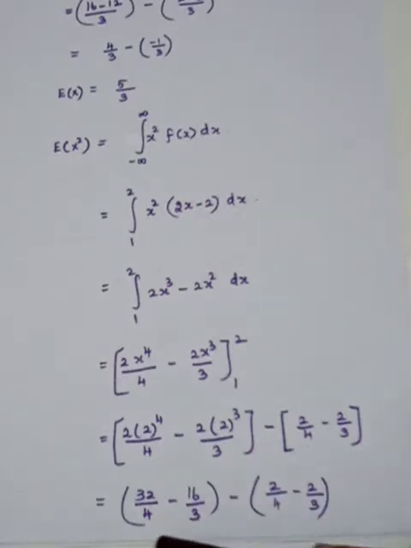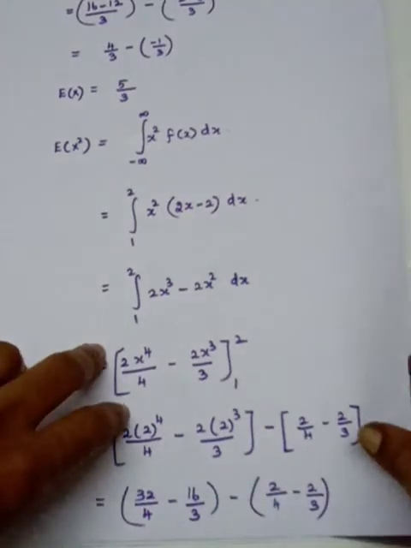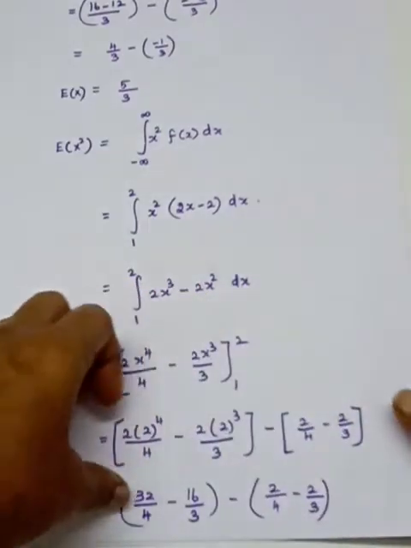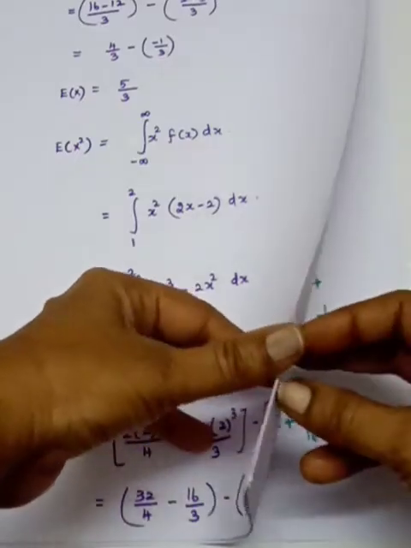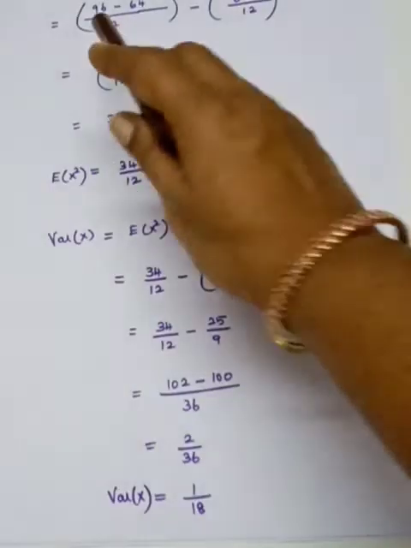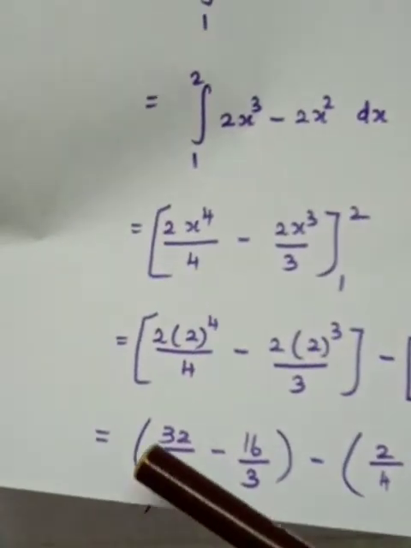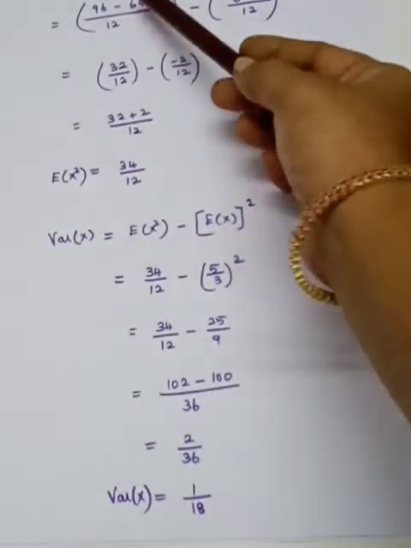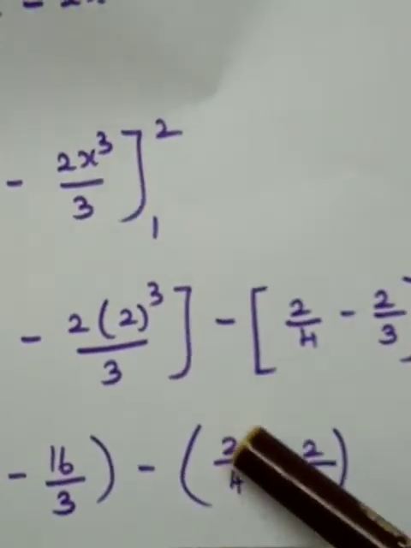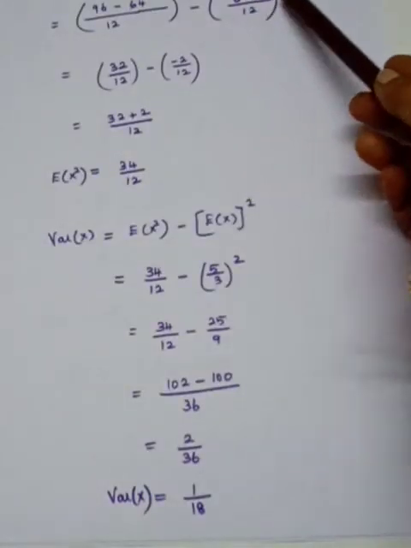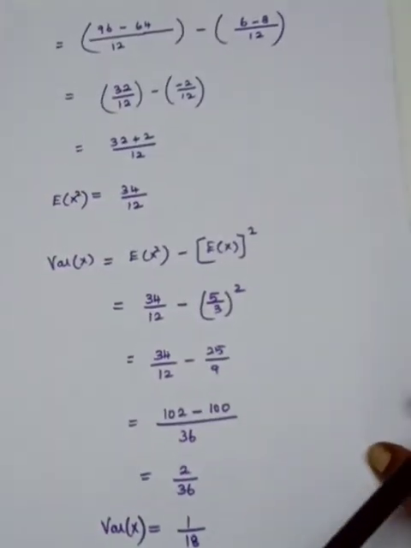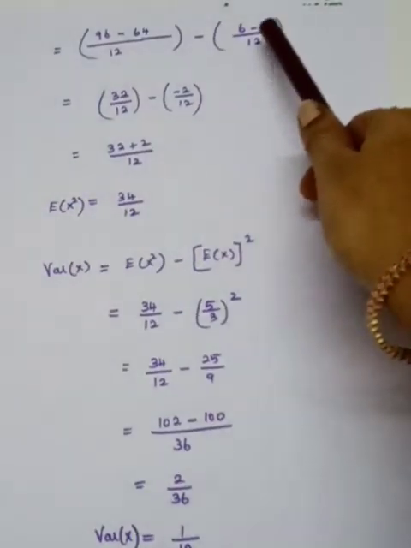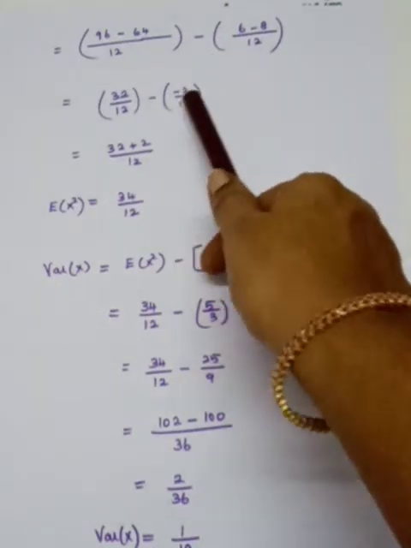If you take the LCM, it is 12. So 32 into 3 is 96. So 96 minus, here 4 sixteens are 64, so 64 by 12, minus, with LCM 12, 6 minus 8 by 12. 96 minus 64 is 32 by 12. And minus of 6 minus 8 is minus 2 by 12. So minus into minus is plus.